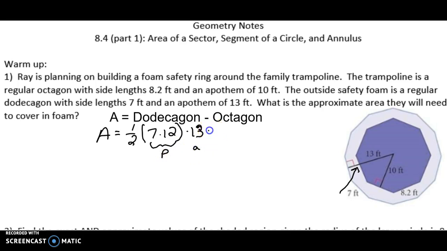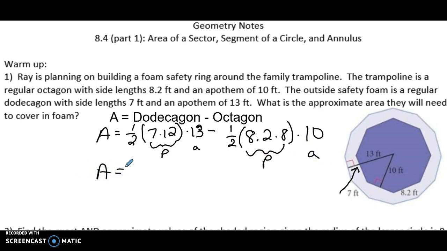All right, so then we're going to subtract the area of the octagon, 1/2 PA. So perimeter of the octagon would be 8.2 times 8 sides. And then times the apothem, which was 10. All right, so from there, just simplify. So you can use a calculator. Feel free to pause this again to multiply all these numbers together.